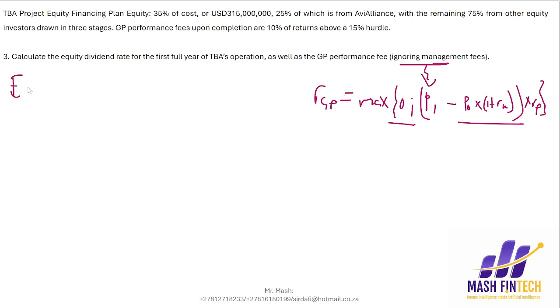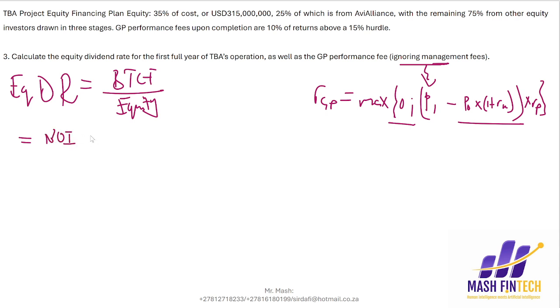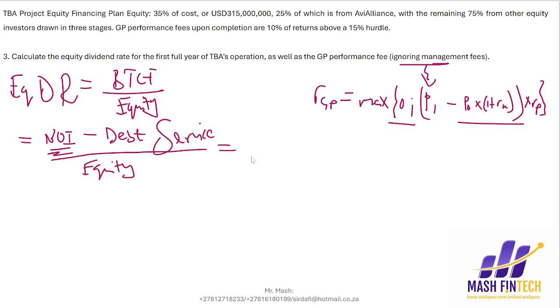The equity dividend rate is the before tax cash flow divided by the equity. The before tax cash flow is the net operating income minus the debt service. All of this should be divided by the equity. We know this was 100 million, it's given. This value was given, 100 million.